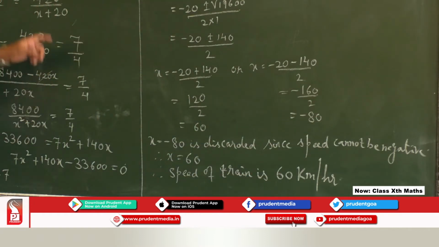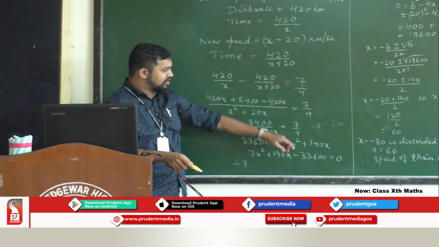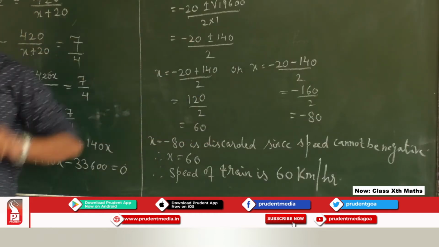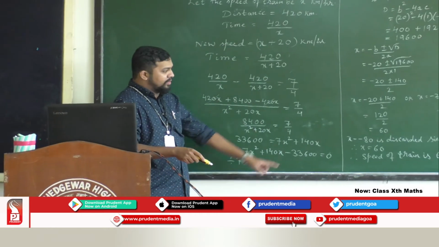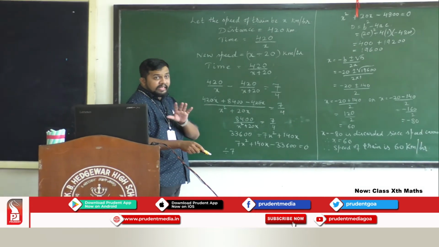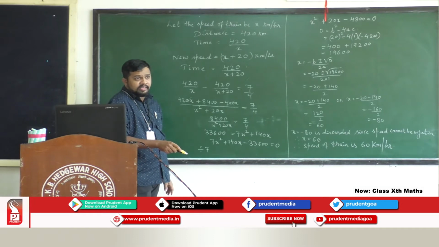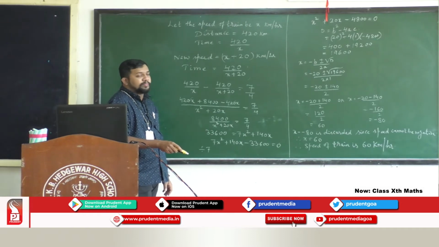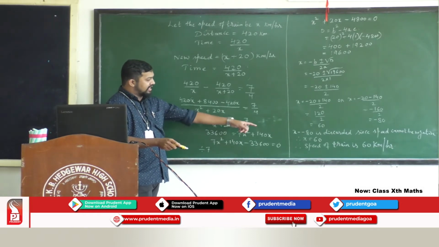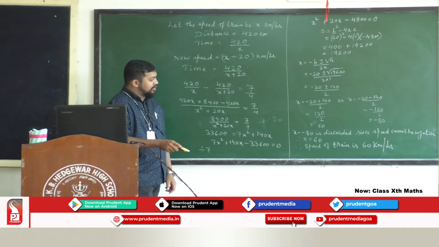So, you understood how we have solved. Normally we have gone the same method. When we got one value positive, one negative, you have to discard the negative, because negative does not have any real life meaning for us. So, x is equal to minus 80 is discarded. Why? Because the speed cannot be negative. Therefore, x is equal to 60, and therefore, the speed of the train is 60 kilometer per hour.